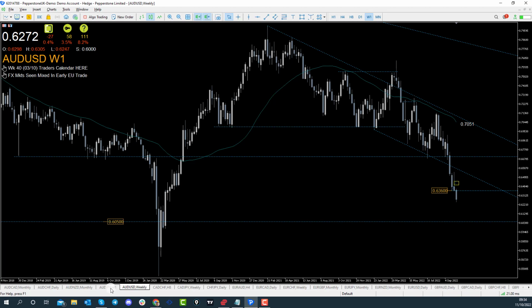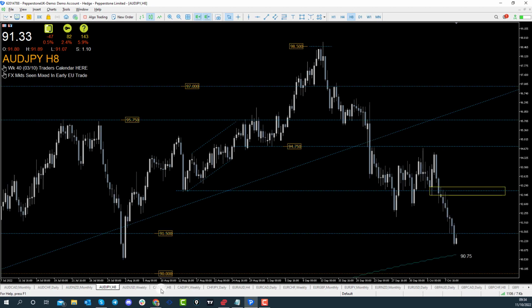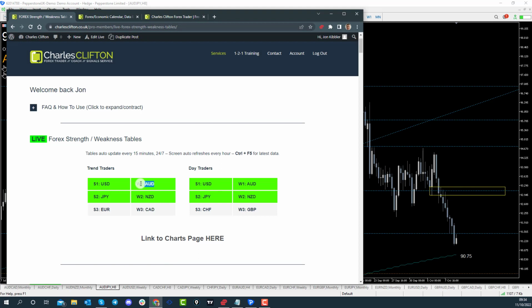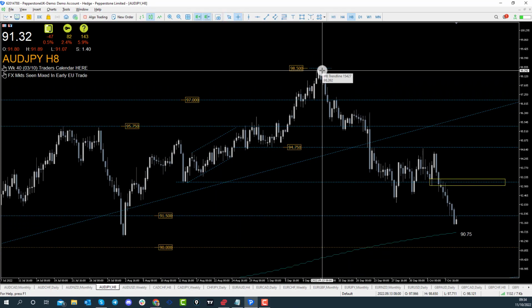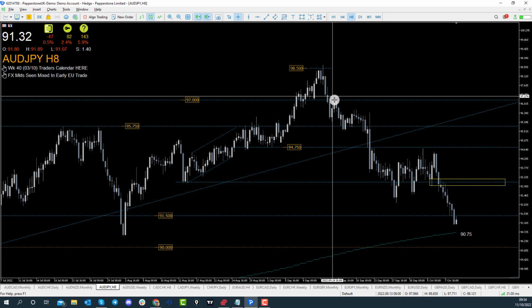Going on to the next chart of interest then. So let's open up Aussie Yen. Why are we focusing on Aussie Yen? Well, Aussie is the weakest, Yen second strongest. Typically, when the market is in that risk off mode, where we have lots of indecision and uncertainty in the market, then the Australian dollar versus the yen can weaken significantly, and you can see that's been happening here for some time now, ever since around the 13th of September.